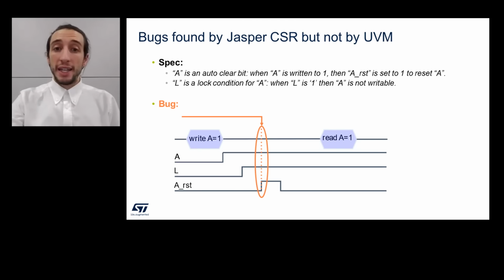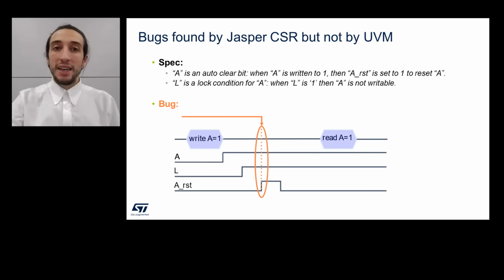In the next two slides, there are two examples of bugs that we were not able to find with UVM, but that Jasper was able to find. The first one is a bit that by specification was a read-write bit and also an auto-clear bit, meaning that if A was written to 1, after some time, a signal A reset would clear the value of A.